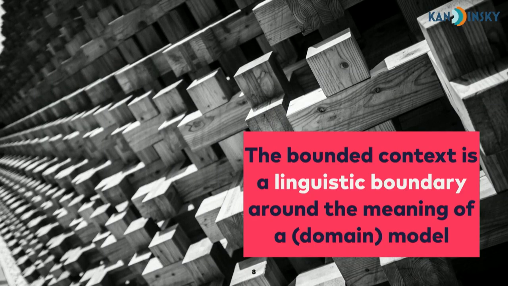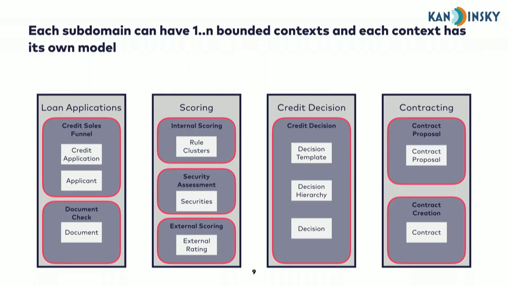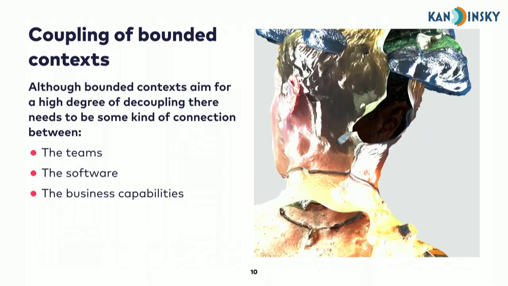So basically, in the domain-driven design community, we drill this stuff down to a bounded context, which is a linguistic boundary around the meaning of a model. So we go ahead and dissect a subdomain into various bounded contexts. What we want to achieve with that is a loose coupling on a model level. We can't work with no coupling there. So what we still need is a coupling between those bounded contexts.